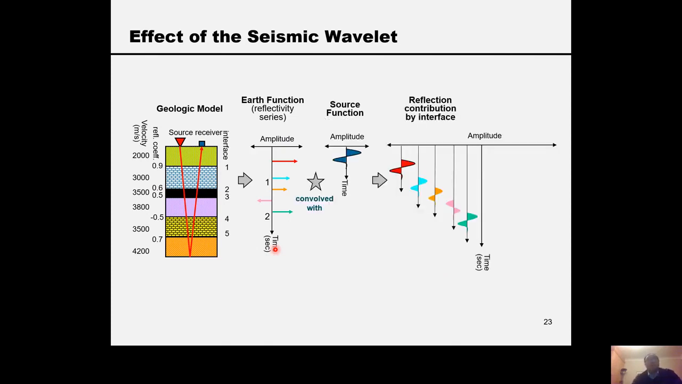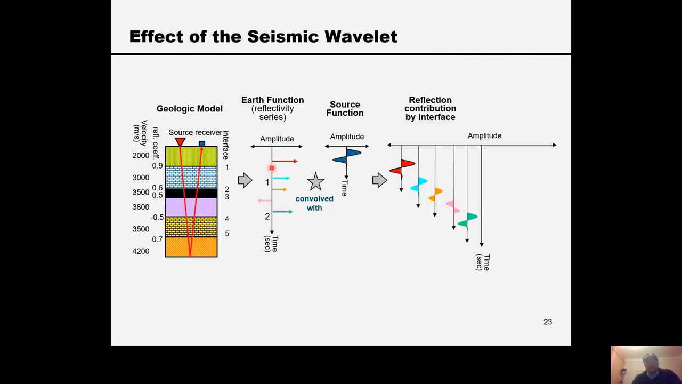In fact, we cannot record sharp spikes that look like this, but each of these is actually represented by something called a signature, a source function. For the red one here, the source function multiplied by this reflection coefficient gives you the red here. The same for this sky blue one. Basically, the reflection coefficient magnitude is multiplied by the wavelet, and also the polarity. For example, this one has negative polarity, so you have a negative wavelet.